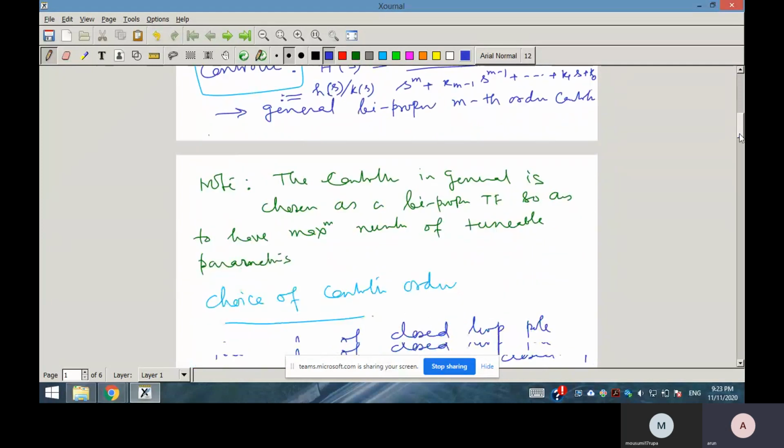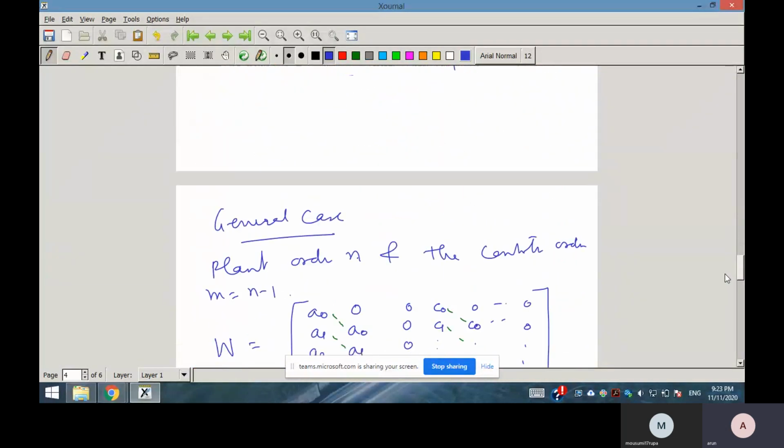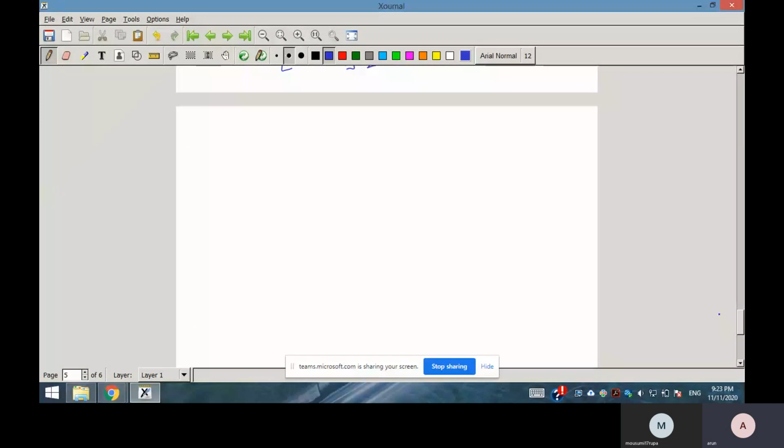So different transfer functions in 1 degree of freedom control, and from that perspective we'll show the disadvantage, what is the problem, what is the limitation of 1 DOF control, and then we'll switch to 2 DOF control. So different transfer functions in 1 DOF control.